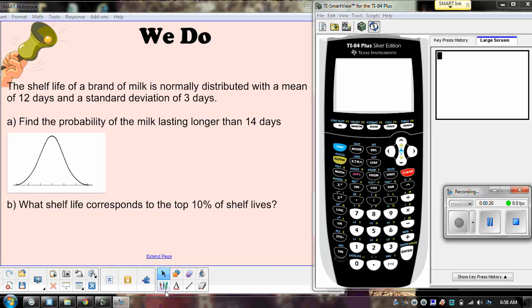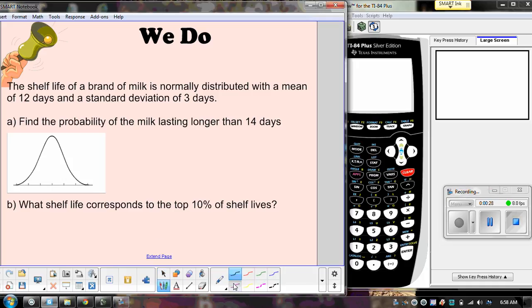So the first thing I always want to do is draw my picture. Remember, you're going to get points for drawing the picture on the test. So I'm just going to mark somewhere on my curve 14 days. Since the mean is 12 days, I know that 14 is going to be above average, so I'll just place it somewhere over here on the right side of the curve. It doesn't really matter exactly where, and I'll mark 14.